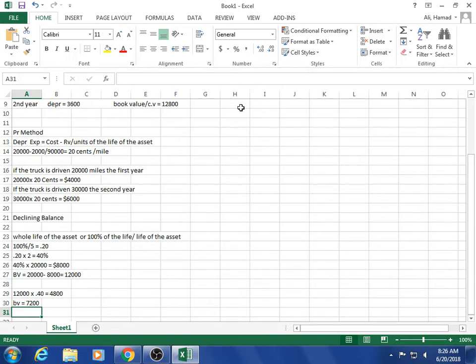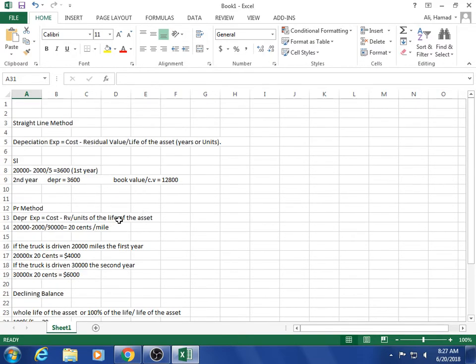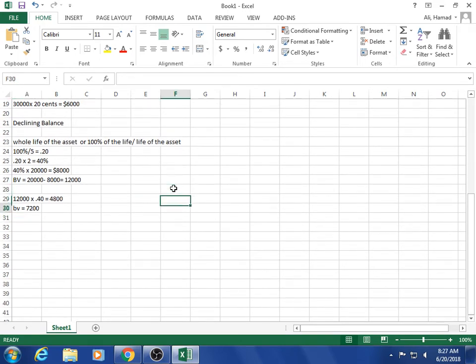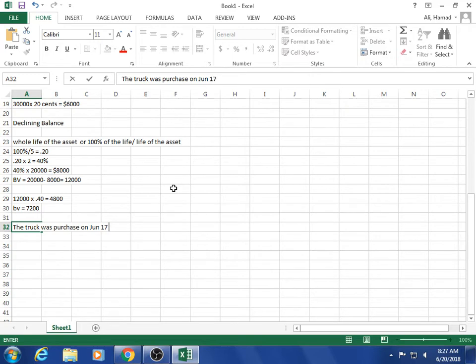Okay, let's assume that this truck was purchased on, when did it first originally say it was purchased on which date? It doesn't say, huh? Okay, let's assume it was purchased on June 1st, 2017. The truck was purchased on June 1st, 2017. So, what is the depreciation for 2017?